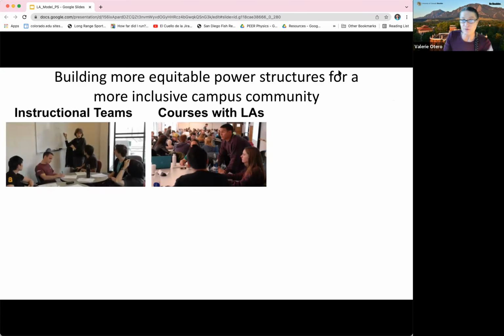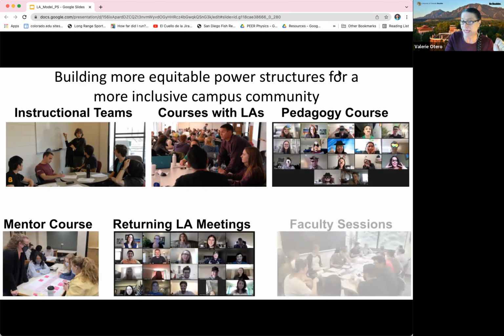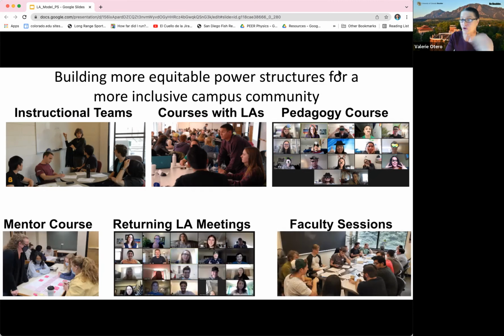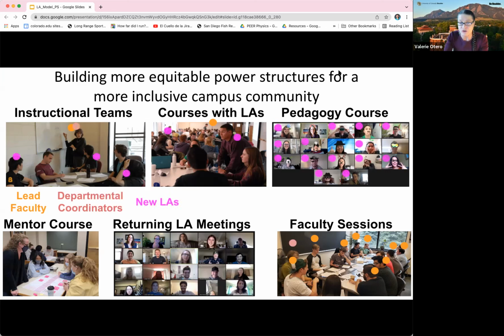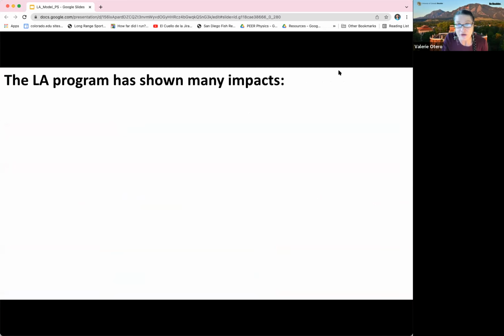We have courses with LAs, we have instructional teams, we have pedagogy courses with LAs, we have mentor courses, returning LA meetings for those students who've already had the pedagogy course, but they're coming back for a 3rd and 5th time, and they're not quite mentors, and faculty sessions. But if you look at the dots appearing along with the little key, the lead faculty, they're distributed throughout this system. Departmental coordinators are distributed throughout this system. New LAs, returning LAs, LA mentors, and LA program staff. So we're just providing more voice of more people in our own awarenesses so that we can get a better understanding of how all of us are experiencing the learning on our campus.